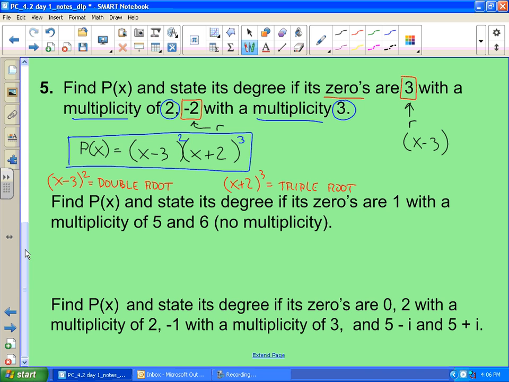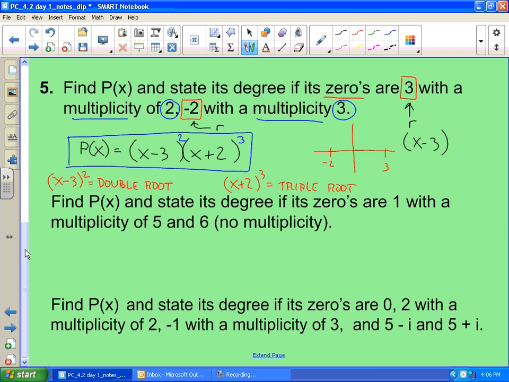So I'm going to do a real quick sketch of the graph for x minus 3 squared, x plus 2 cubed. Here we have negative 2, positive 3. What does it look like? Well, at the negative 2, which is a triple root, my graph is going to approach it. Now, this is a 5th degree function. In the previous lesson, we learned about odd degree functions with positive leading coefficients. They start low, they end high.